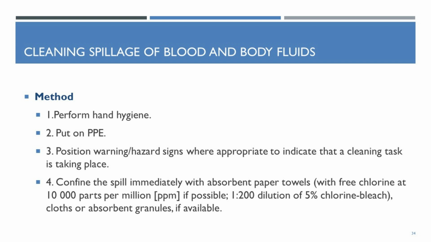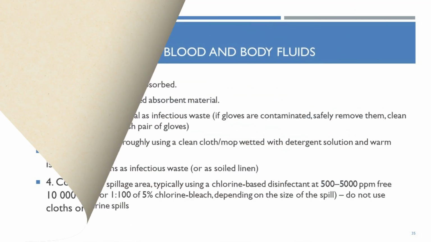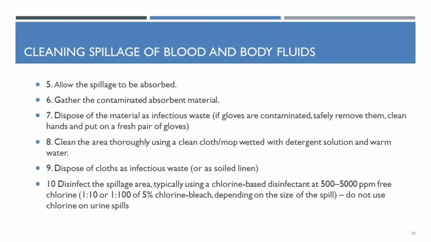Confine the spill immediately with absorbent paper towels with free chlorine at 10,000 parts per million if possible, 1 to 2,200 dilution, and 5% chlorine bleach, cloths or absorbent granules if available. Then allow the spillage to be absorbed. Gather the contaminated absorbent material. Dispose the material as infectious waste that will go into red bin.